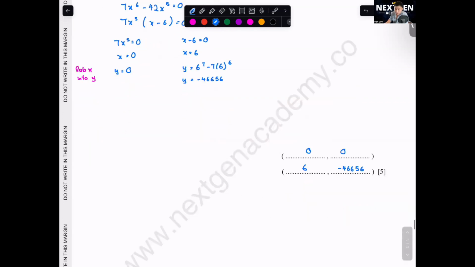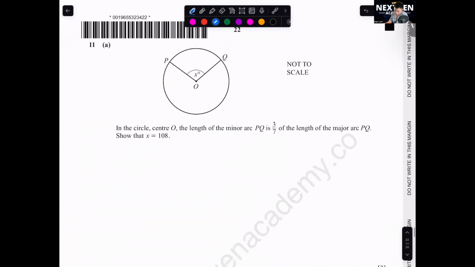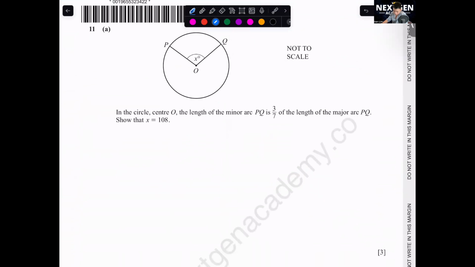Last one. Final one. 11a. In the circle center O, the length of the minor arc is 3 over 7 of the length of the major arc. Okay, what is minor arc? This one is minor arc. This one is major arc. Show that x equals 108. Okay, how do we get this 108? Anyone got this one?